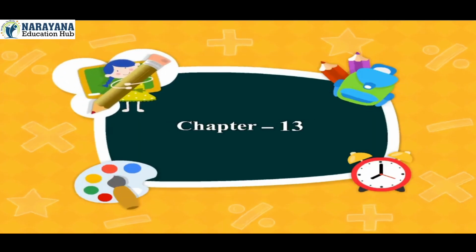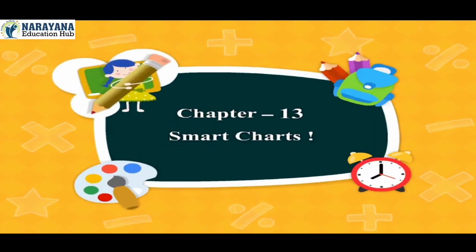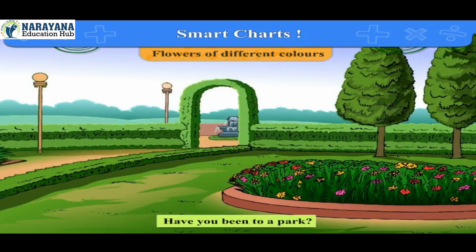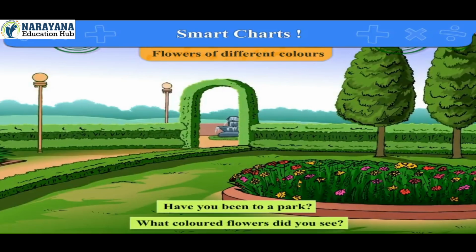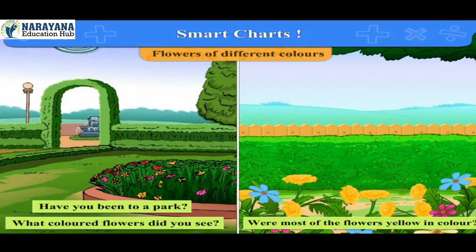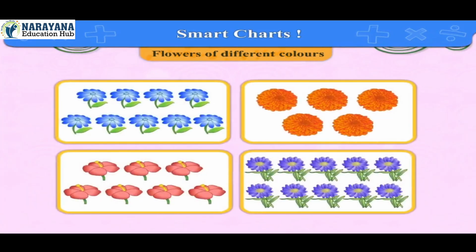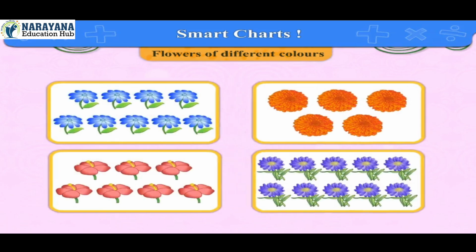Chapter 13: Smart Charts. Flowers of different colors. Have you been to a park? What colored flowers did you see? Were most of the flowers yellow in color? Look at the different flowers in the picture and complete the table.